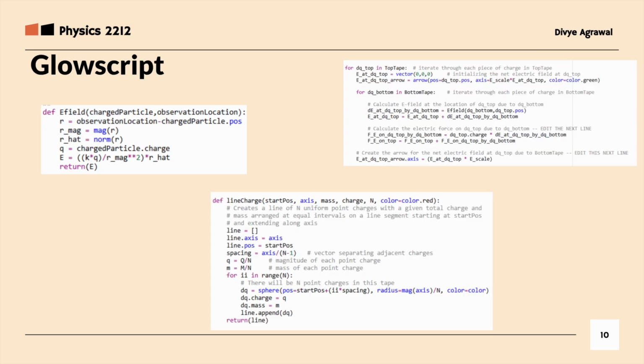Here's my computational model. So here's some of the code. We had the E-field vector calculation, which was similar to what we did in lab 1. And then we basically have a loop over each point charge in the line of charge for the simulation in lab 2. So we're doing a similar thing to find the electric field at each point, and then we're summing that for the net electric field and force.